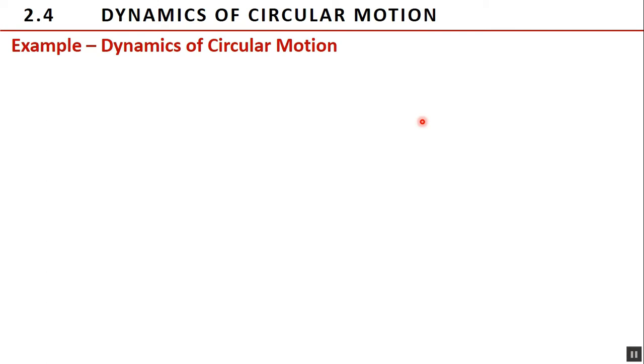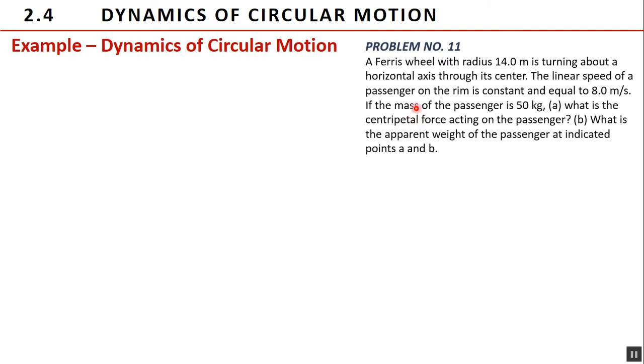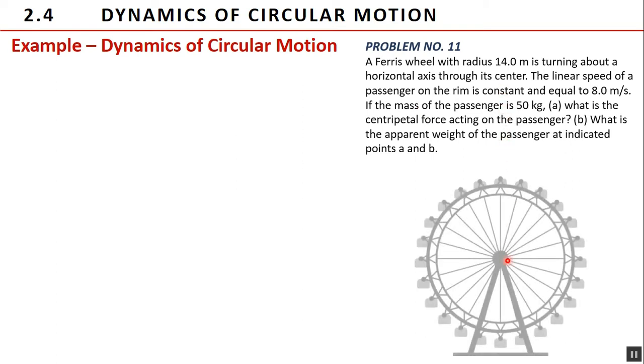Alright, let us answer this first problem, which involves dynamics of circular motion in a vertical plane. Problem number 11. A Ferris wheel with a radius of 14 meters is turning about a horizontal axis through its center. The linear speed of a passenger on the rim is constant and equal to 8 meters per second. If the mass of the passenger is 50 kilograms, letter A, what is the centripetal force acting on the passenger? Letter B, what is the apparent weight of the passenger at indicated points A and B?